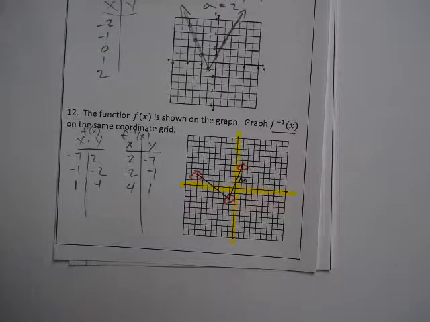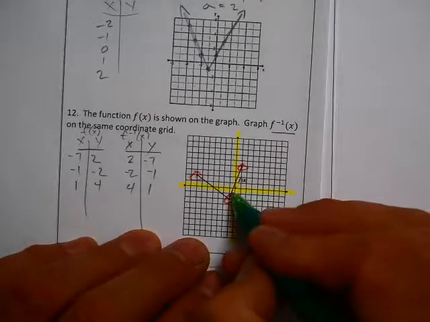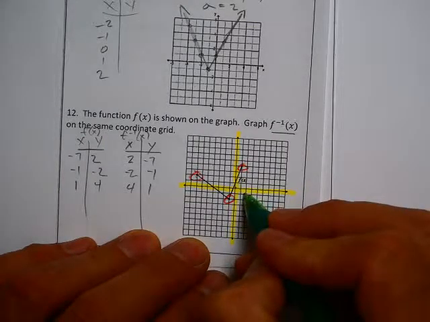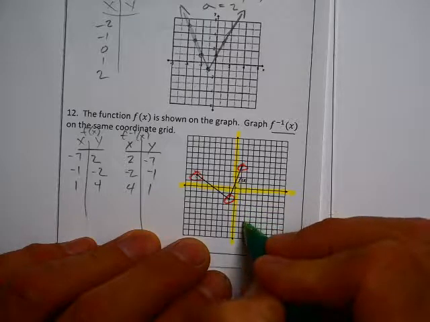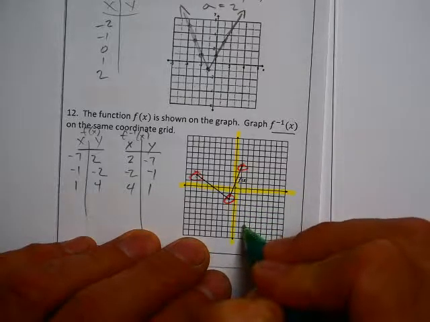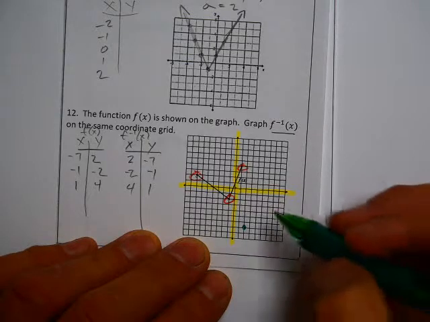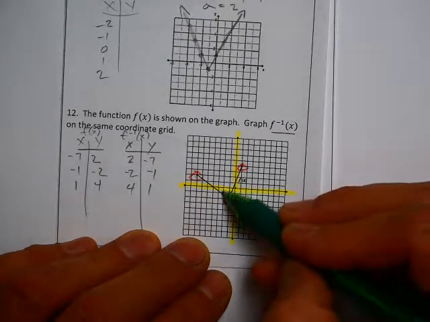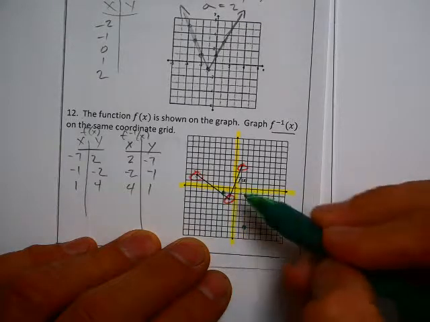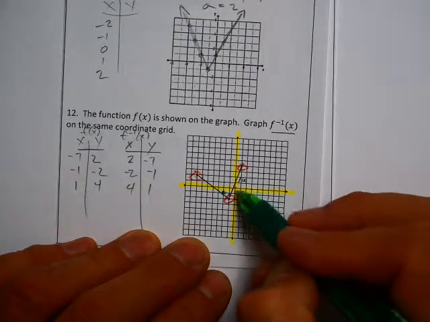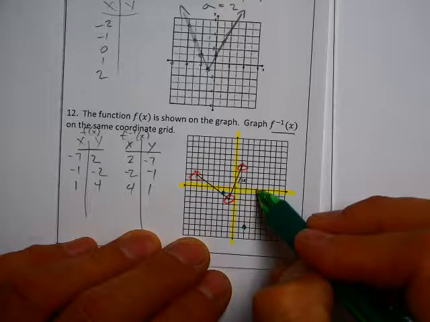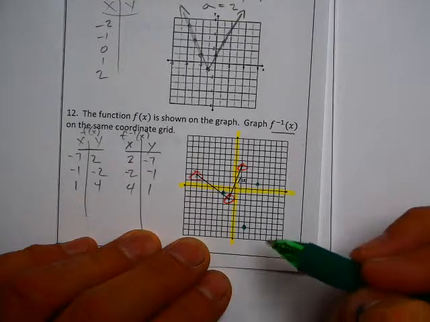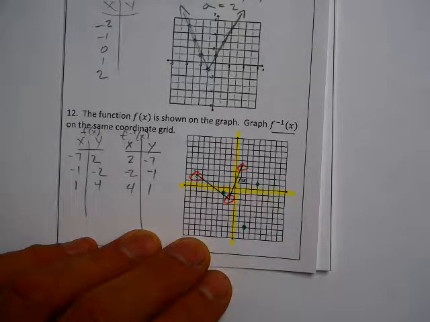So now I'm going to plot those points and see what that looks like. So if I go 2, negative 7, I've got a point here. And if I go negative 2, negative 1, I've got a point here. And if I go 4, 1, I've got a point here. So, how do I graph that?